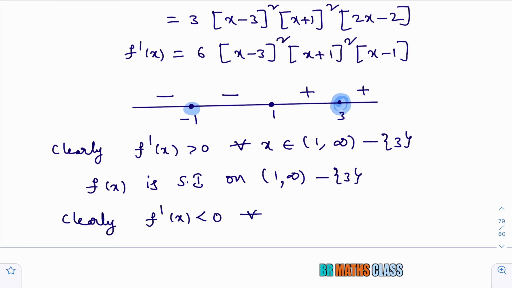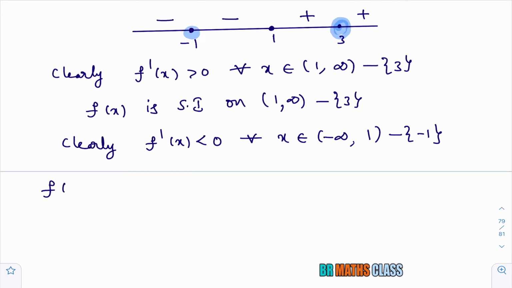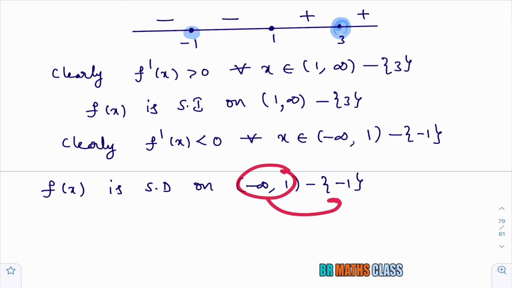And clearly f dash of x is less than 0 when x value is less than 1. So less than 1 means it is an open interval minus infinity to 1. At the same time, you cannot put x equal to minus 1, because if you put x equal to minus 1, f dash of x will become 0. Therefore, f dash of x is less than 0 when x is in this interval. So what I can conclude? I can conclude that f of x is strictly decreasing on this interval. Minus 1 is there, no? That's why I removed this minus 1.